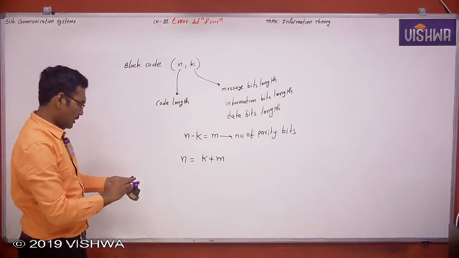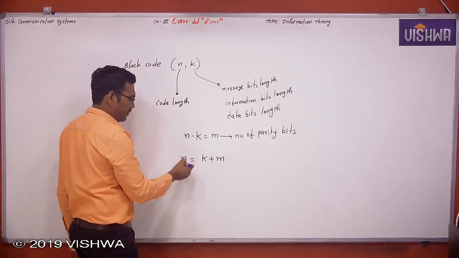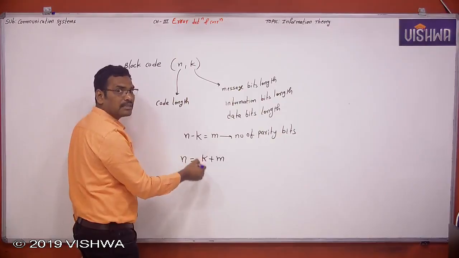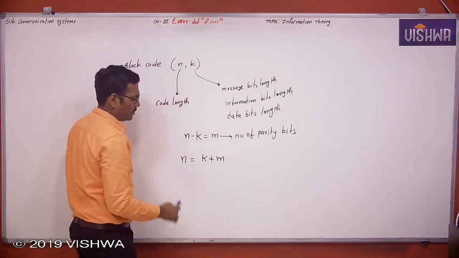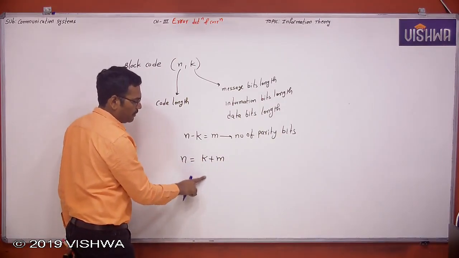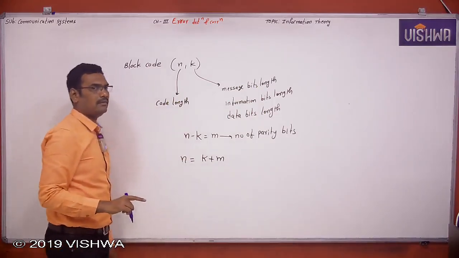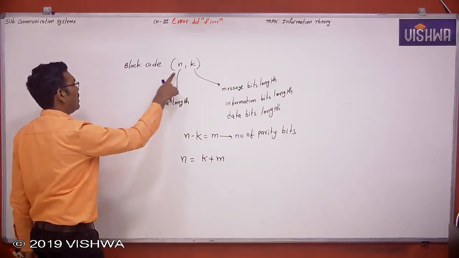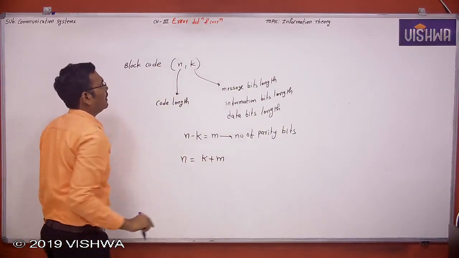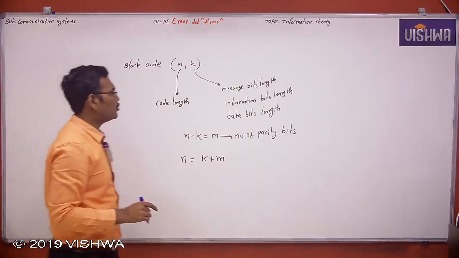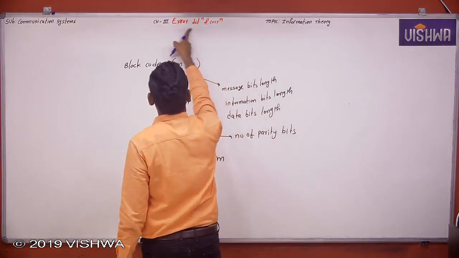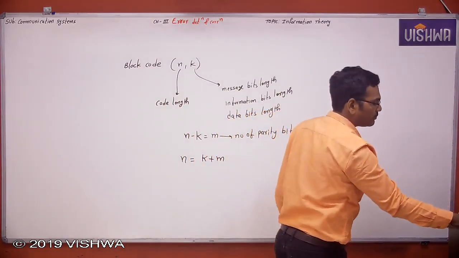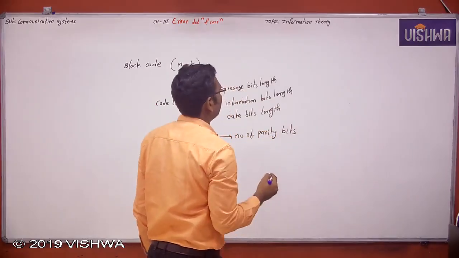Okay, so the code consisting of data bits as well as parity bits. So the code is nothing but information bits plus parity bits. Okay, data bits plus parity bits. This is a representation of a block code where n is the code length, k is the data bit length. Okay, so in such a situation, now I want to find how many errors are detected and how many errors are corrected.